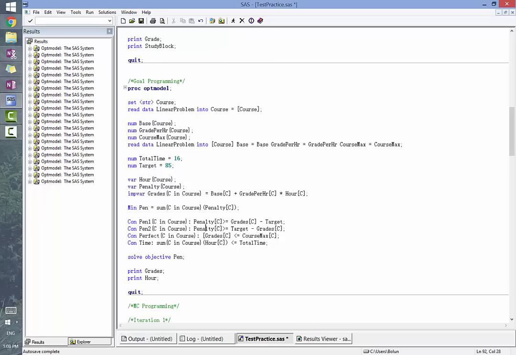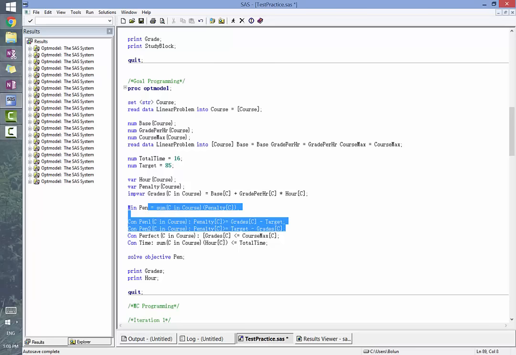Your penalty for every course we're looking at, your penalty of the course has to be greater or equal to grades minus target, and target minus grades. So again, your penalty has to be greater or equal to the absolute value of grades minus target. And we're trying to minimize that.